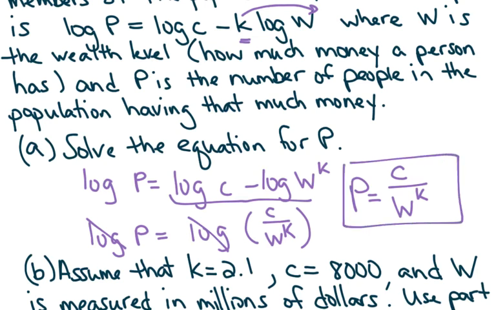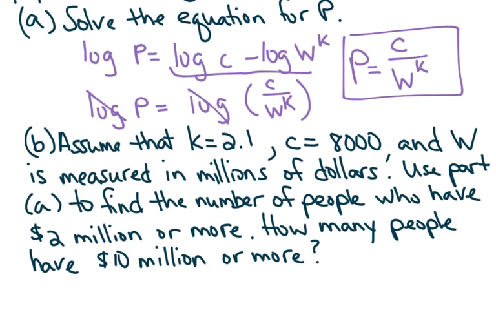Now that I have that equation, in part B, it says, assume that K is 2.1 and C is 8,000, and W is measured in millions of dollars. Use part A to find the number of people who have 2 million or more dollars. How many people have $10 million or more?